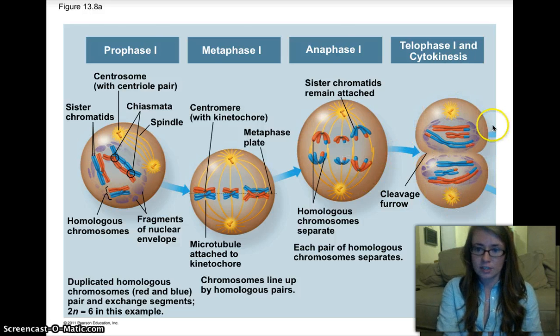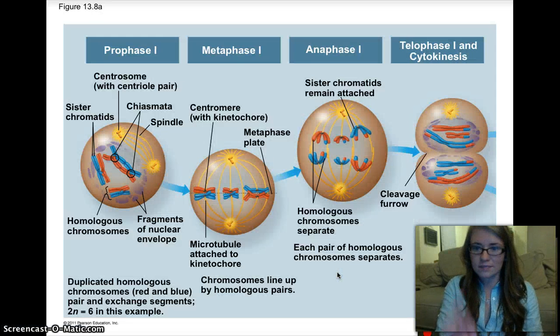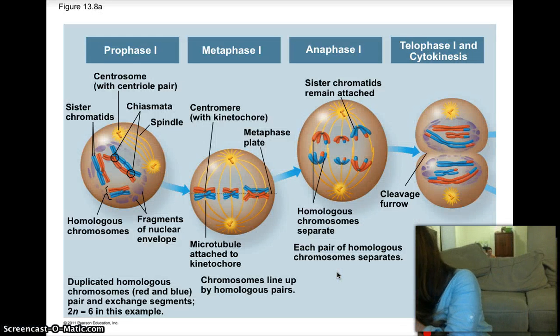Then the cell finishes dividing. I don't know what that says. I lost it. I don't know what that says right there. I'll tell you later.